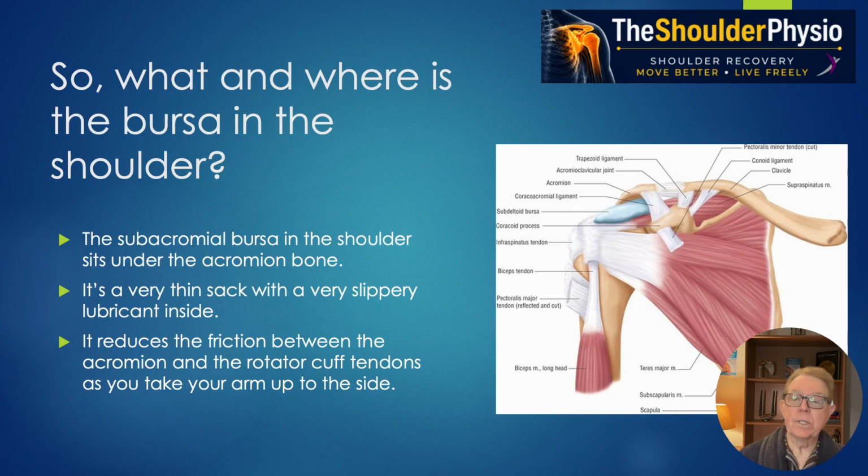Bursae occur all over your body, wherever you have things rubbing against each other, like a tendon crossing a bone or two tendons crossing each other. The body produces a bursa. In the case of the shoulder, the subacromial bursa, the one we can see in blue on the screen, reduces that friction, especially when you take your arm up to the side.